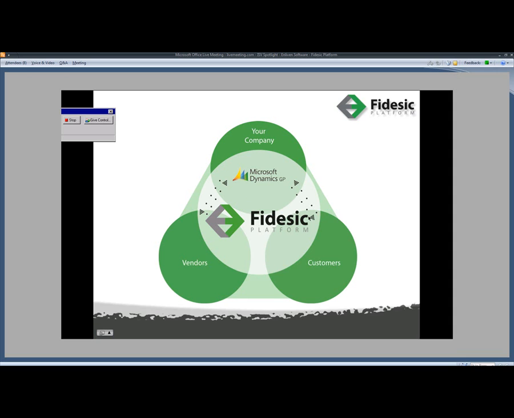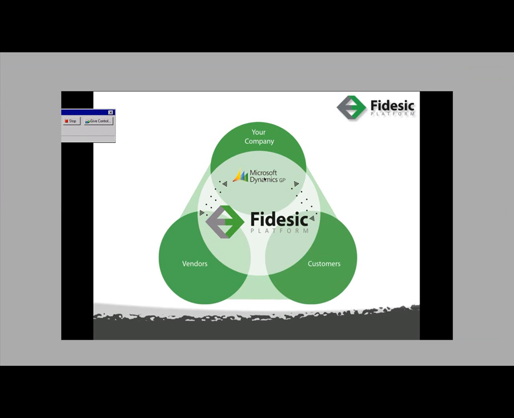So from a real high level, what is the Fidesic Platform? It's a web location that ties directly into your accounting system, Dynamics GP, and allows you to better communicate with both your vendors and your customers. By communication, I mean we have customer and vendor-facing portals available on our site. Those vendors and customers can log into that portal, submit invoices, receive payments, schedule payments, and do a lot of the functions that you're currently doing by paper-based methods. And all of that is going to integrate directly with your GP system.